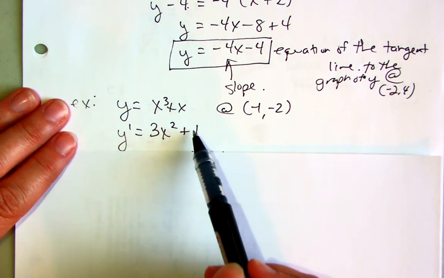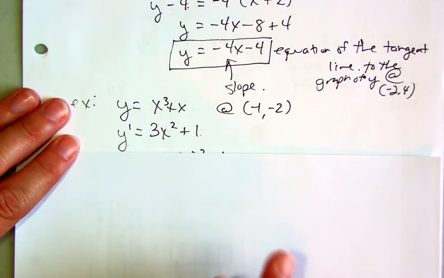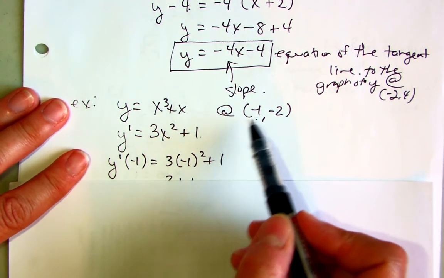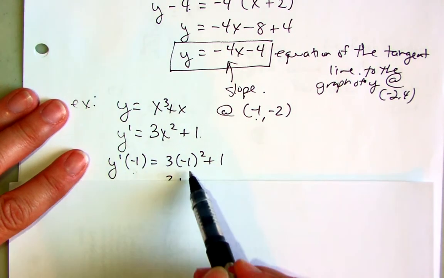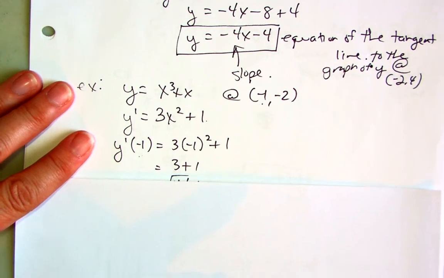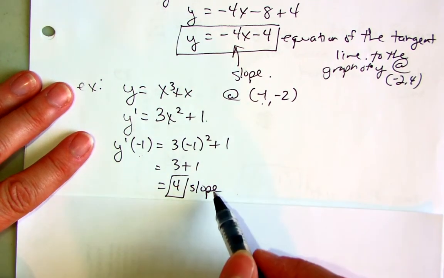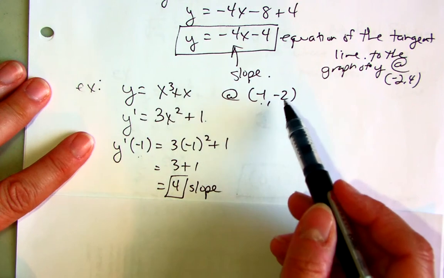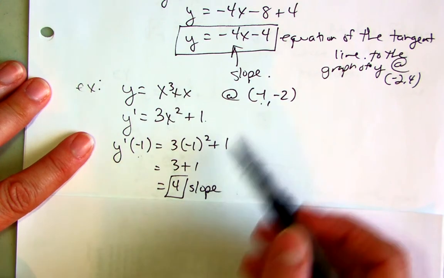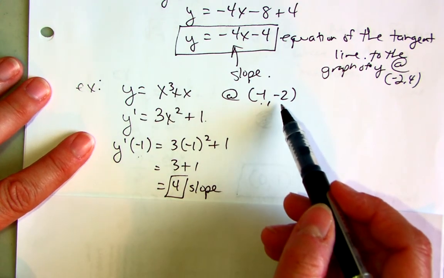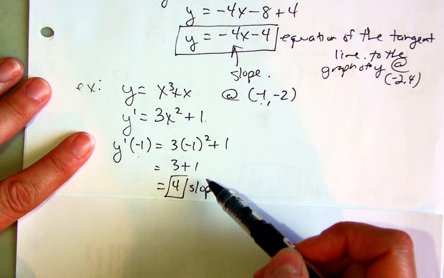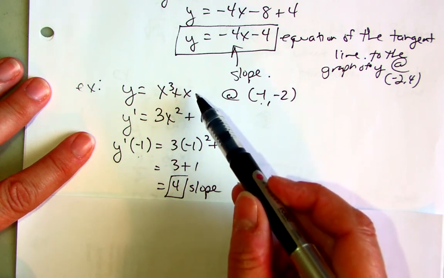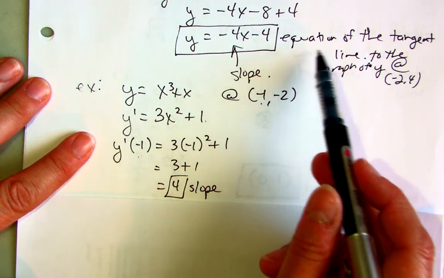So bring another 3. That's 1. That's cleaned up enough. Now let's go evaluate it at negative 1. So there's the slope, the slope of the tangent line to the graph of y at this point. But I don't want to find just the slope of the tangent line at this point. I want to find the entire equation.